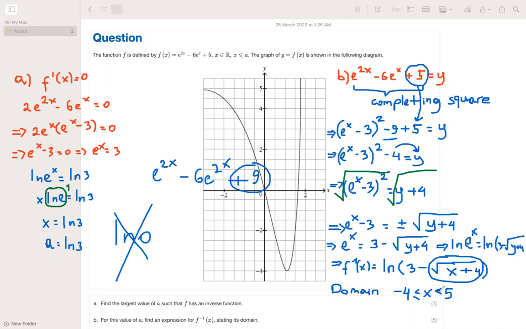This is the maximum value I can get. So x should be less than 5 and bigger than or equal to negative 4. We can take negative 4 as it is going to be the square root of 0, which is 0. 3 minus 0 is just 3. Okay, that's it.